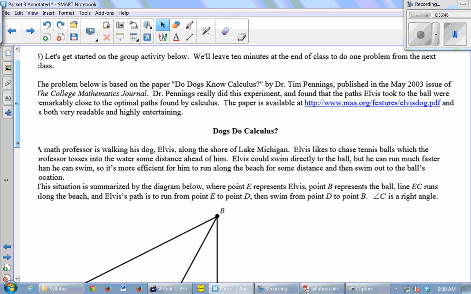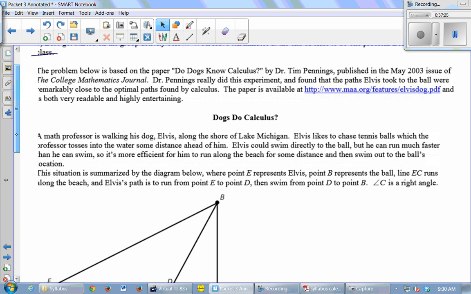Okay, so I'm gonna have you work on this group activity. We're not gonna leave 10 minutes for anything at the end of class. So this problem is based on a paper called Do Dogs Do Calculus, published in 2003. So this is a real experiment done by a mathematician, and he found that the paths that his dog Elvis took to the ball were remarkably close to the optimal paths found by calculus, if you treat this like an optimization problem. The paper you can find online if you're interested in reading it.